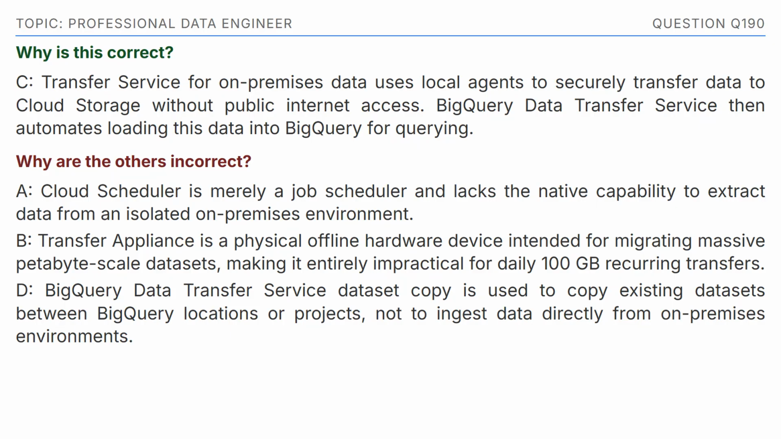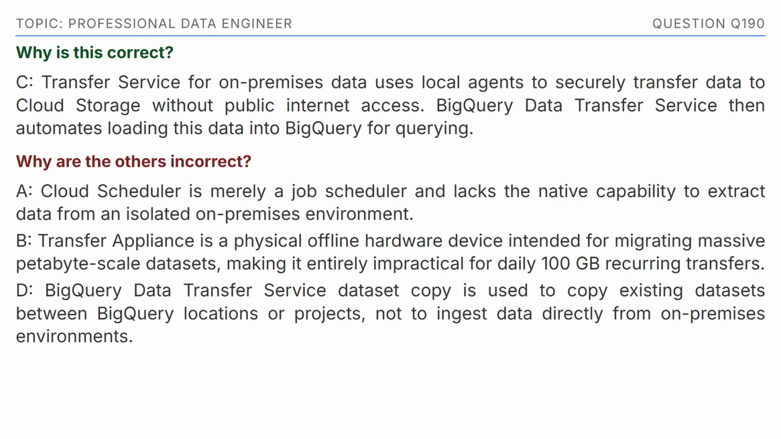Storage Transfer Service for on-premises data uses local agents to securely transfer data to Cloud Storage without public internet access. BigQuery Data Transfer Service then automates loading this data into BigQuery for querying. Why are the others incorrect?